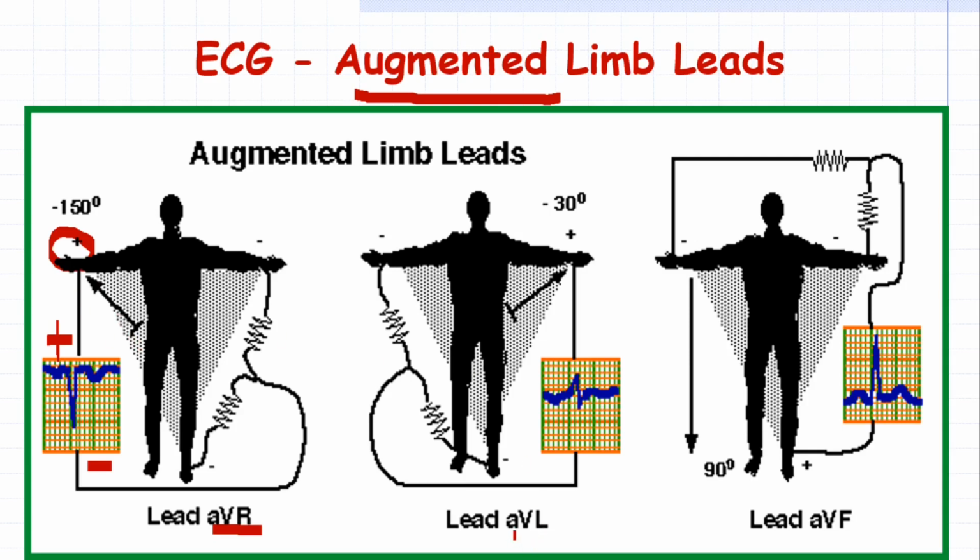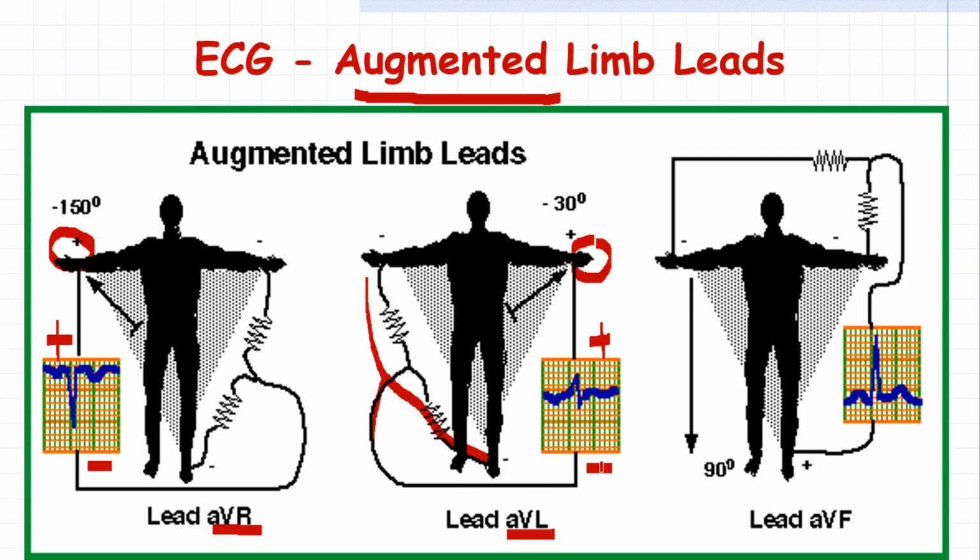In case of aVL, as L stands for left arm, the active electrode is kept over the left arm and connected to the positive terminal, and the other one, kept at zero potential, comes from the other two limbs, passes through a resistance and is connected to the negative terminal.